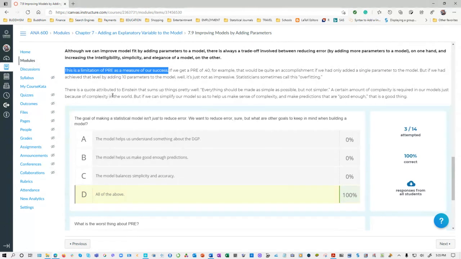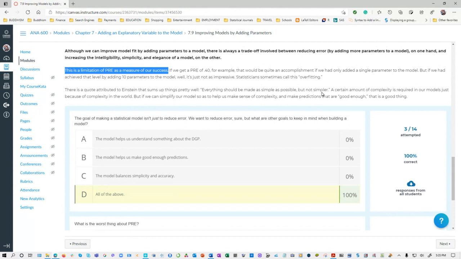There's a quote attributed to Einstein that sums things up pretty well. Everything should be made as simple as possible, but not simpler. A certain amount of complexity is required in our model, just because of complexity in the world. But if we can simplify our model so as to help us make sense of complexity and make predictions that are good enough, that is a good thing. That's what Einstein is telling us.